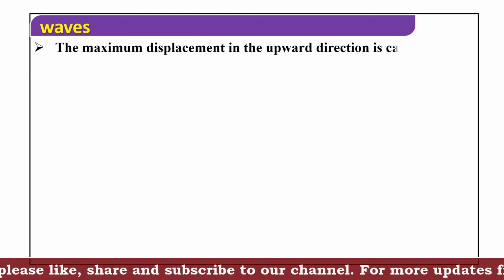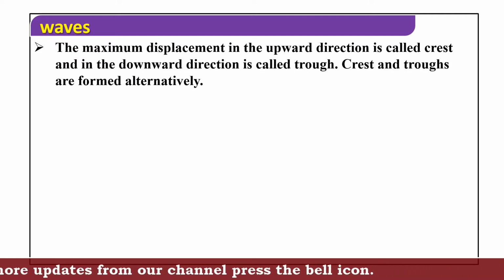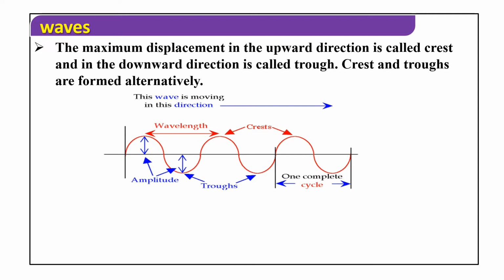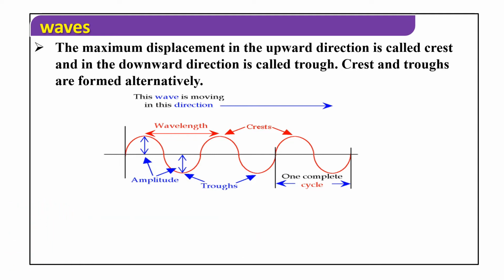Now, the maximum displacement in the upward direction is called a crest and in the downward direction is called a trough. Crests and troughs are formed alternately. See, this is the picture. The maximum displacements in the upward direction are known as crests, and the maximum displacements in the downward direction are known as troughs. One crest and one trough constitute one wave, one complete cycle. This is the amplitude, and these ups are crests and downs are troughs.